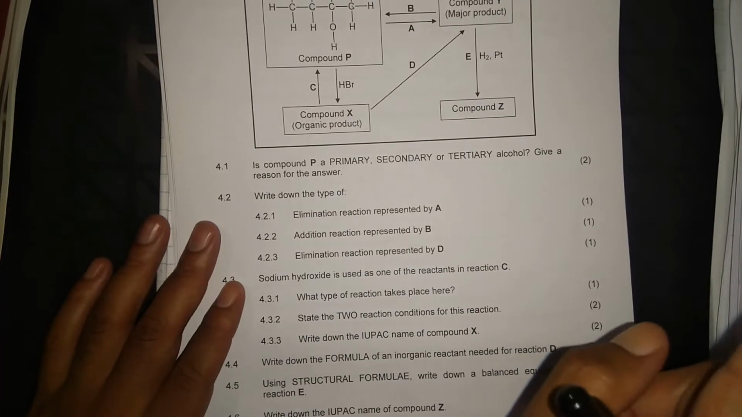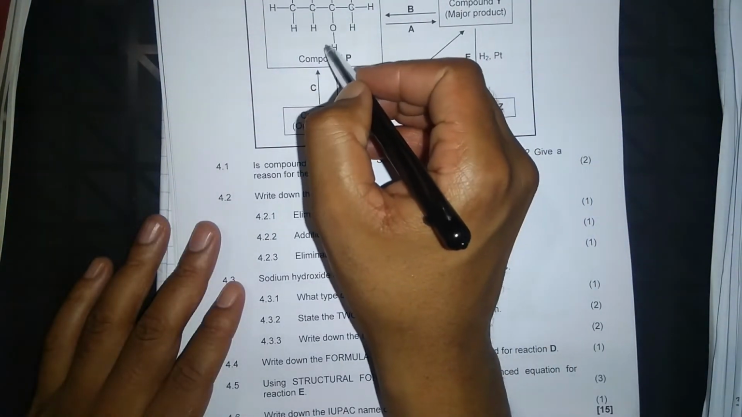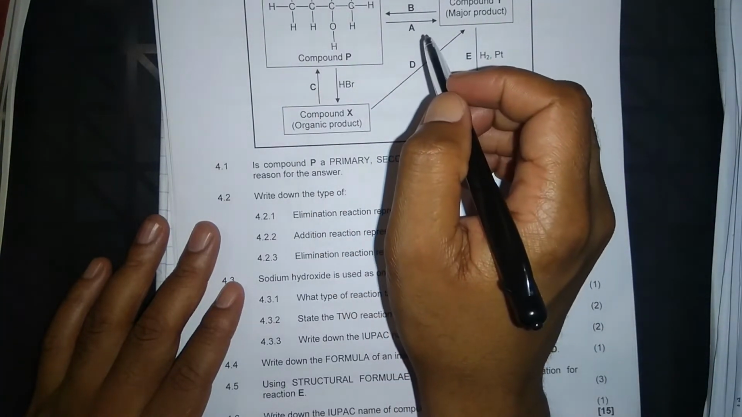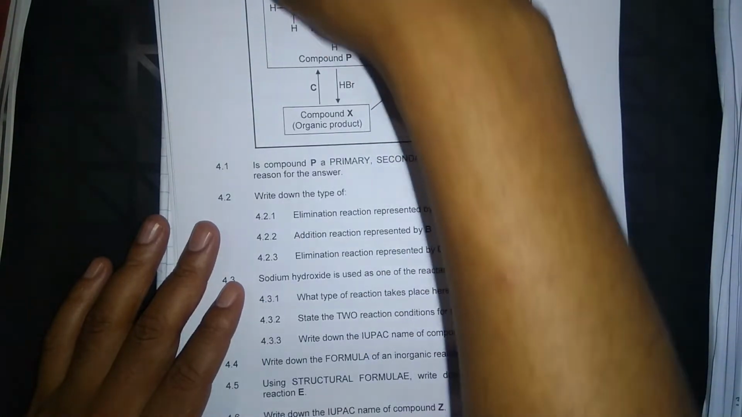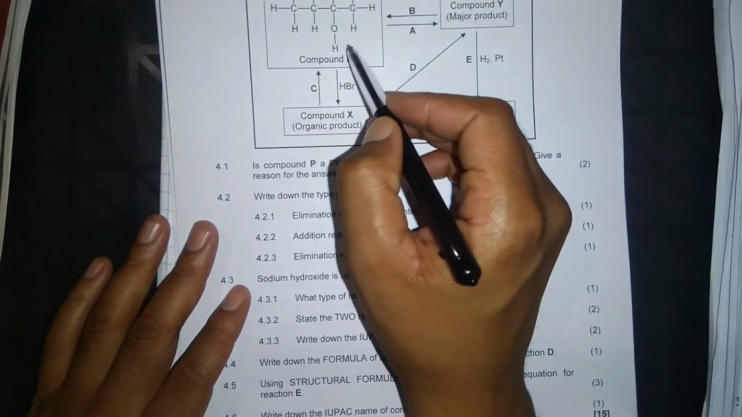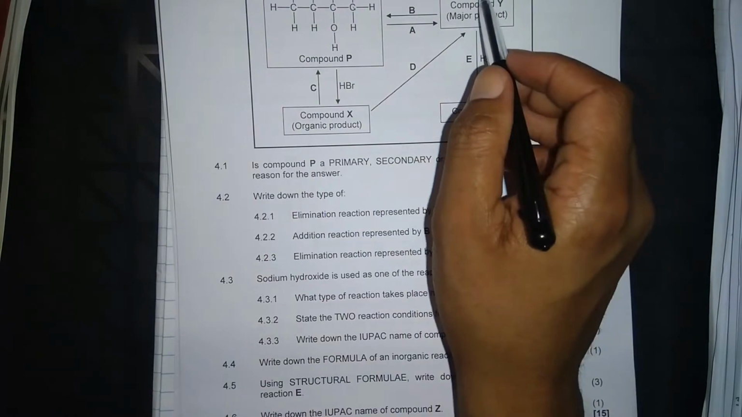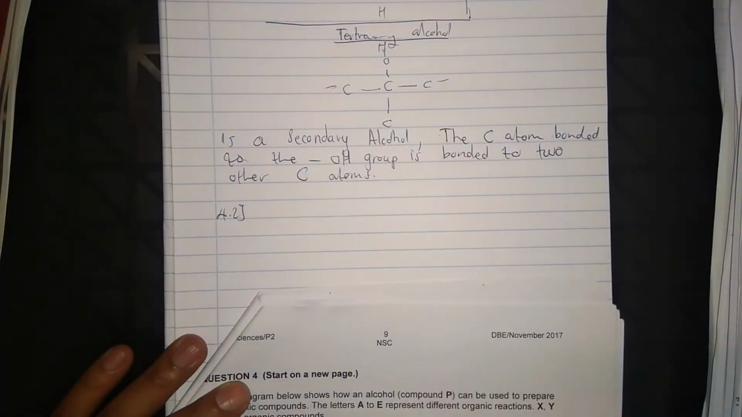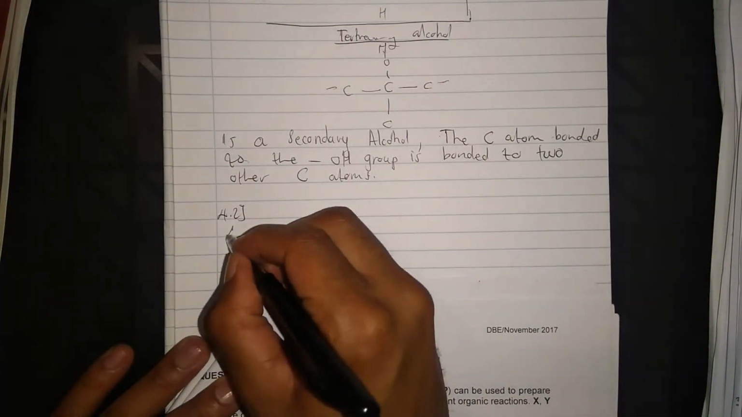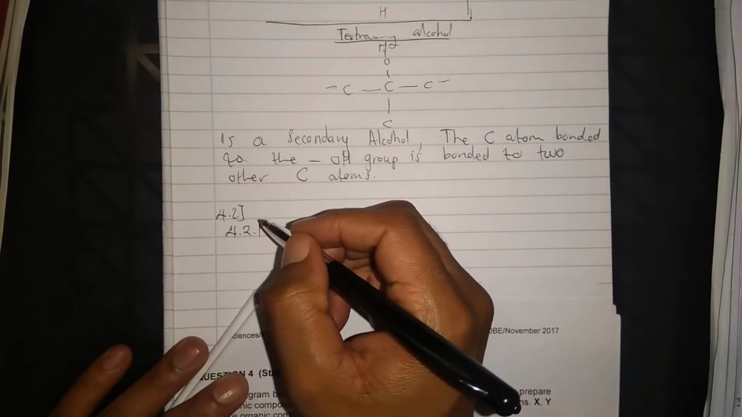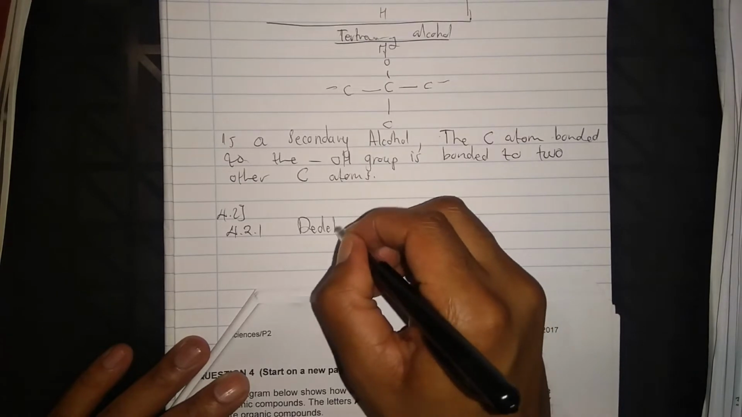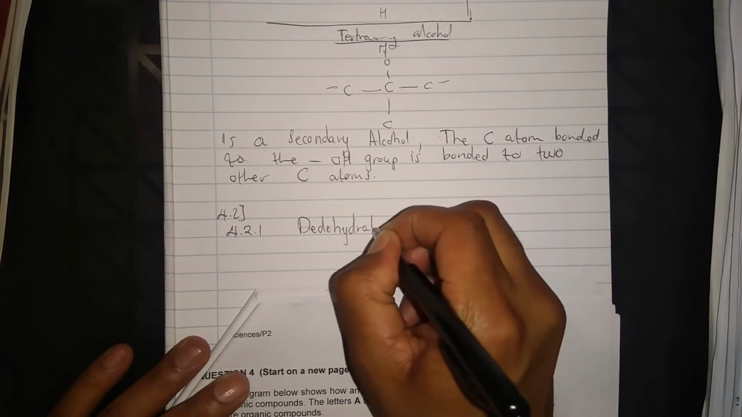But what type of elimination reaction? It's a dehydration reaction. An alcohol undergoes a dehydration reaction to form an alkene, according to theory. I'm expecting you have learned this in class. So this is dehydration.